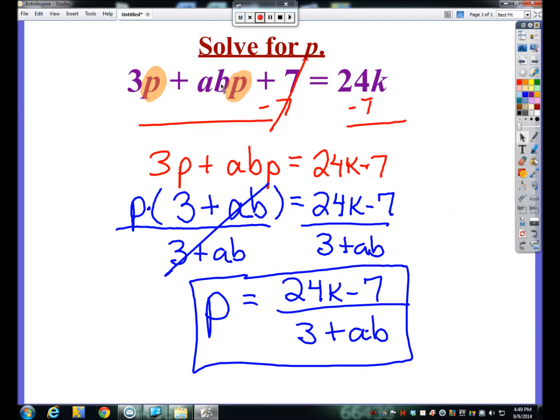So again, if you have multiple terms, you need to get them all on the same side, flush everything else over to the other side, factor out what you want, and then flush out what is not a part of that P, what was left over from the factoring, divided over in this case.